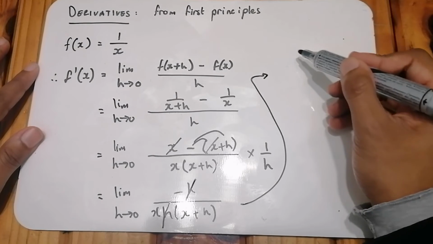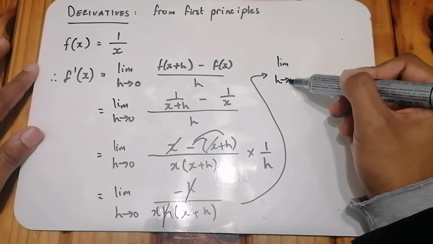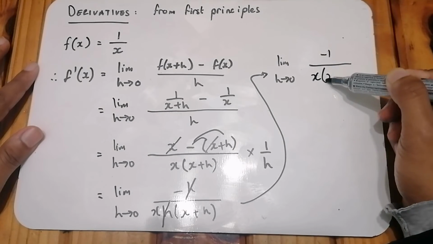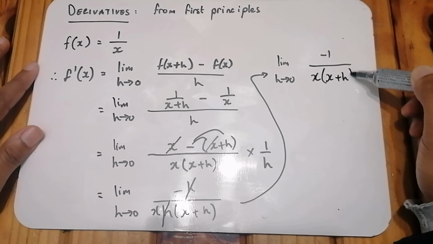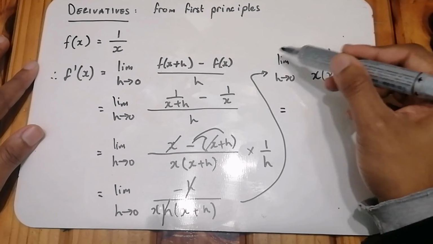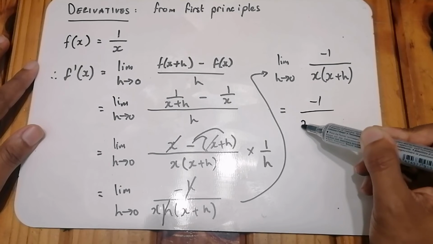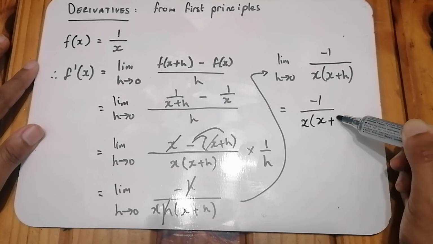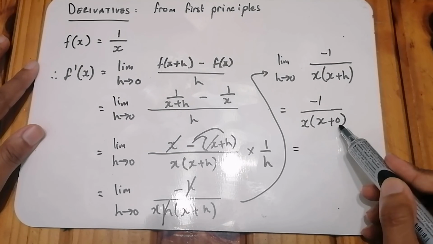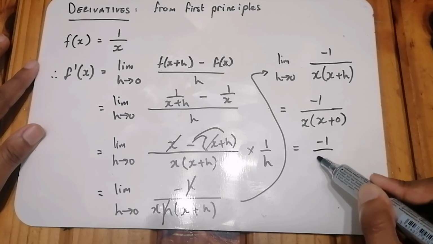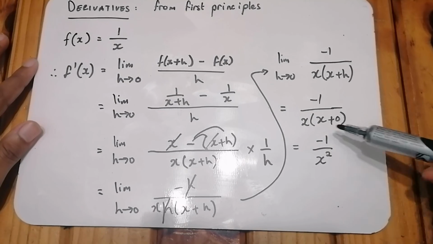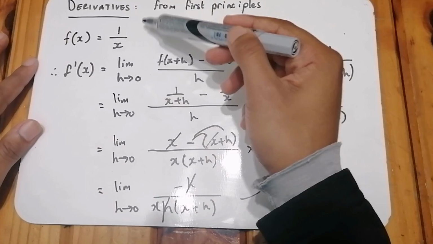And so you are basically left with the limit as h approaches 0 of negative 1 on top, and x times x plus h. And now we can substitute h with 0, and so we're not going to write this anymore. And so that is just x multiplied by x plus 0, because we're substituting h with 0. And so this is just x times x, which is x squared. So your final answer is negative 1 over x squared. And that is the derivative of 1 over x.